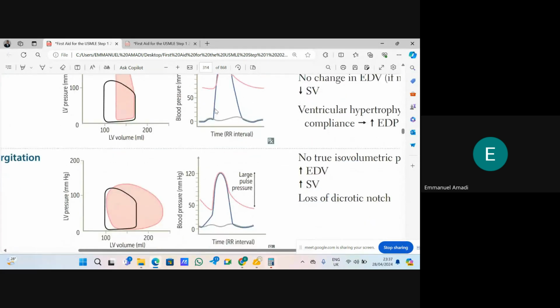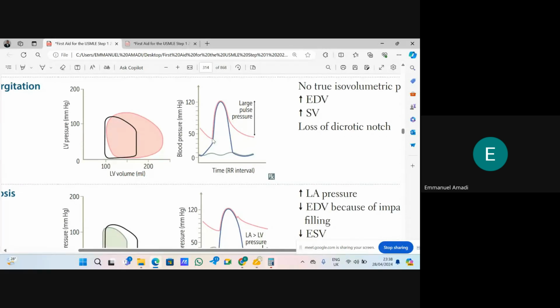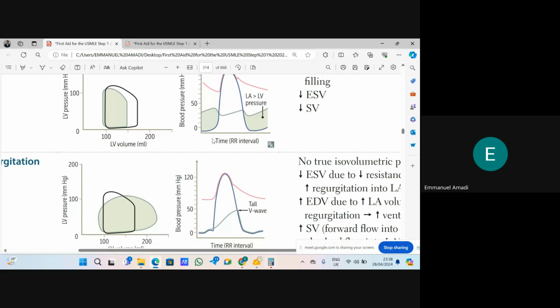Classically, that should be 80. Now look at this one of aortic regurg. See where the red line intersected the blue line. It is classically below 50. Even a blind man can appreciate that. Look at every other. Every other will be above 50.